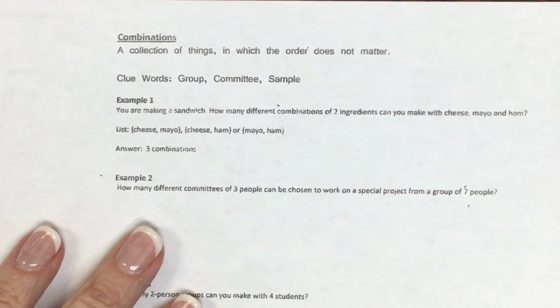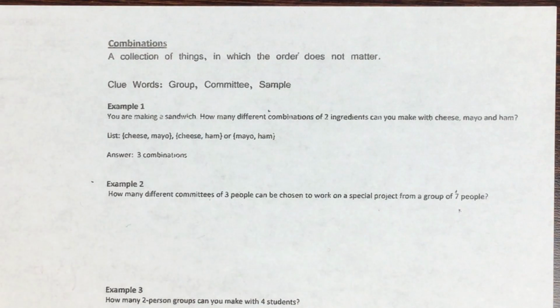All right. A combination is a collection of things in which the order does not matter. Okay? Group, committee, sample. So you're making a sandwich. How many different combinations of 2 ingredients can you make with cheese, mayo, and ham? So cheese, mayo, cheese, ham, or mayo, ham. So there would be 3, right?